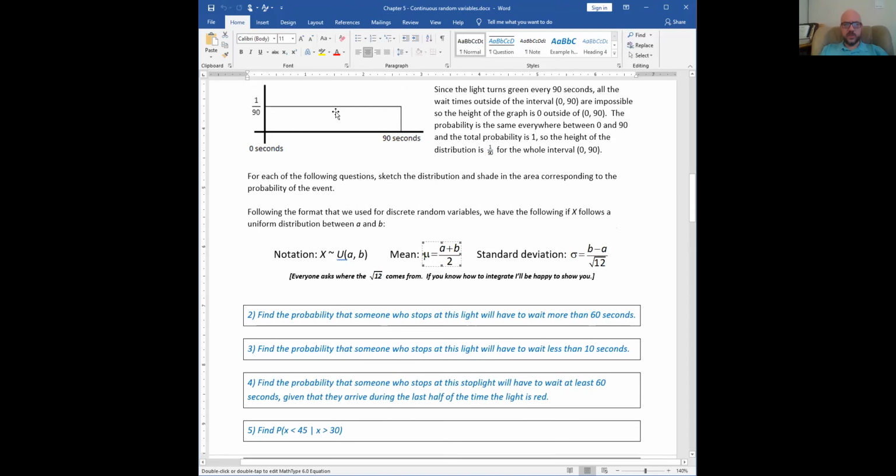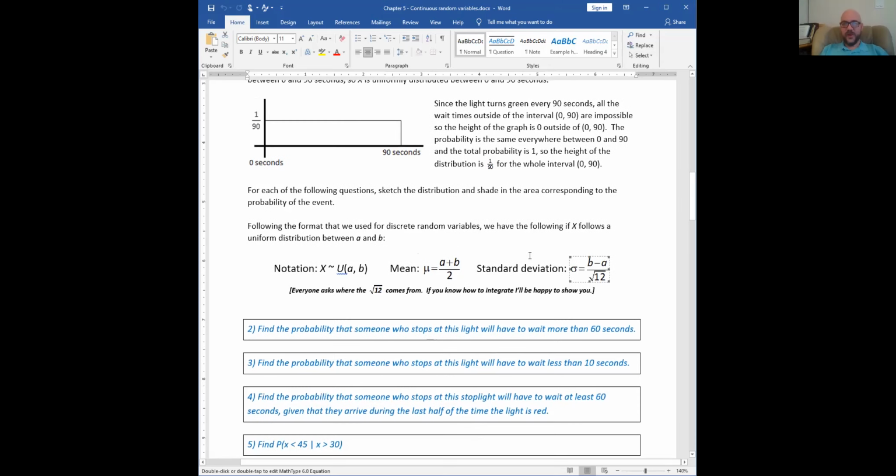So the mean is fairly straightforward here. It's right in the middle. It's also where the median is. The standard deviation is kind of interesting. It's (b minus a) over root 12. That is not a thing that I can explain to you unless you know calculus. So if you know calculus, I will be happy to show you how to find that. And if you don't, I probably can't help you because you have to. So everyone asks where the root 12 comes from. Almost literally everyone is curious about why 12. I'll show you if you know calculus. Otherwise, you just have to trust me.